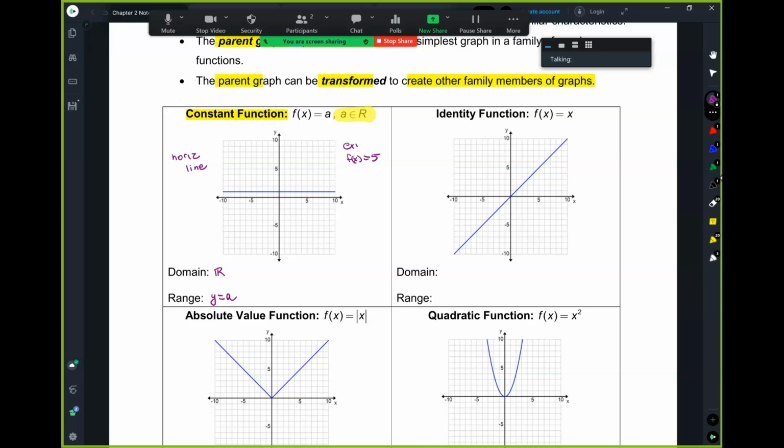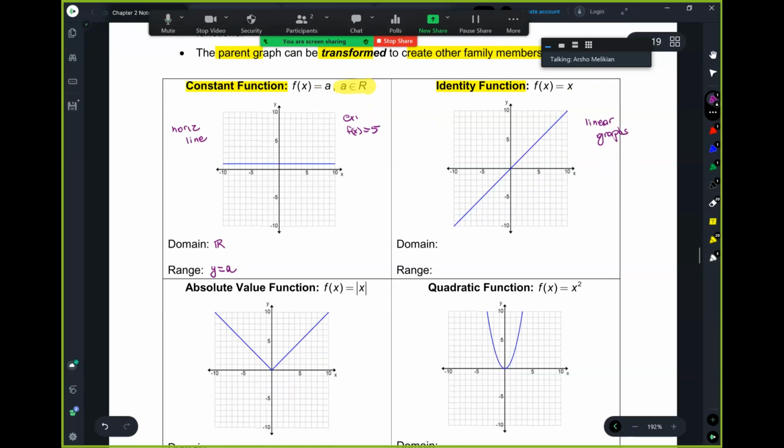Okay. Next type is the identity function. The identity function is f of x equals x. And you can figure out why it's an identity, right? Because if you have y equals x, when x is 2, what's y? 2. When x is negative 5, what's y? You see how it's like an identity, right? It's the same identity. So that's why they are identity functions. Here, this is basically where you get all the linear graphs, right?